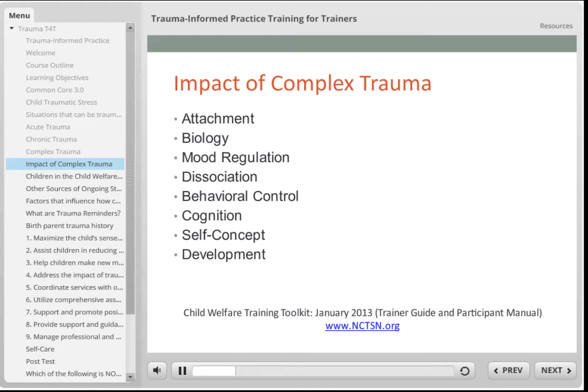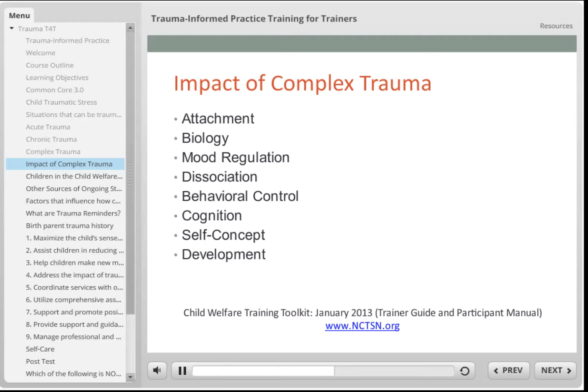Attachment. Trauma-exposed children may feel that the world is uncertain and unpredictable. They can become socially isolated and can have difficulty relating to and empathizing with others. Biology. Children impacted by trauma may experience changes in brain chemistry and structure and higher levels of stress hormones. They may show hypersensitivity to physical contact. Many of these children exhibit unexplained physical symptoms and increased medical problems. Mood regulation. Children exposed to trauma can have difficulty regulating their emotions as well as difficulty understanding and describing their feelings and internal states.